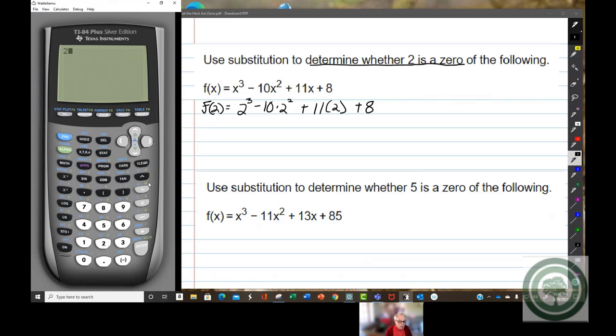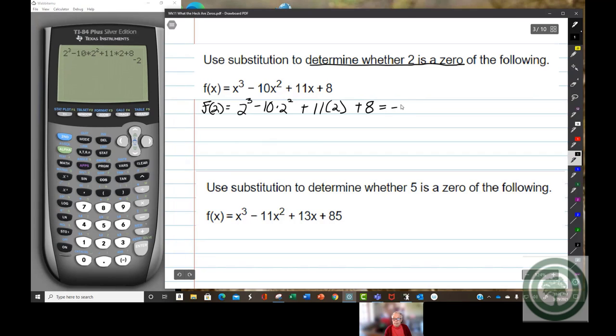Okay, so 2 caret 3, and come down, minus 10 times 2 squared plus 11 times 2 plus 8. Now let me make sure I wrote that correctly. 2 to the third minus 10 times 2 squared plus 11 times 2 plus 8. And I got the answer negative 2. So the answer is no. Two is not a zero of this function.